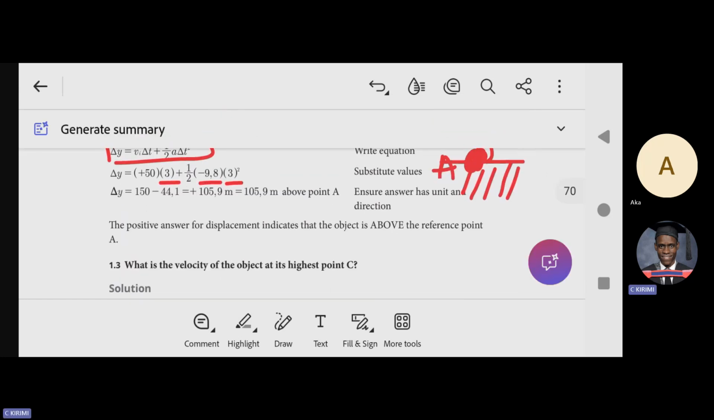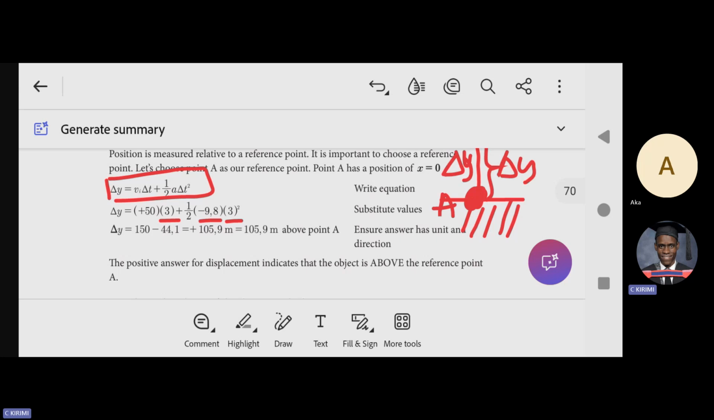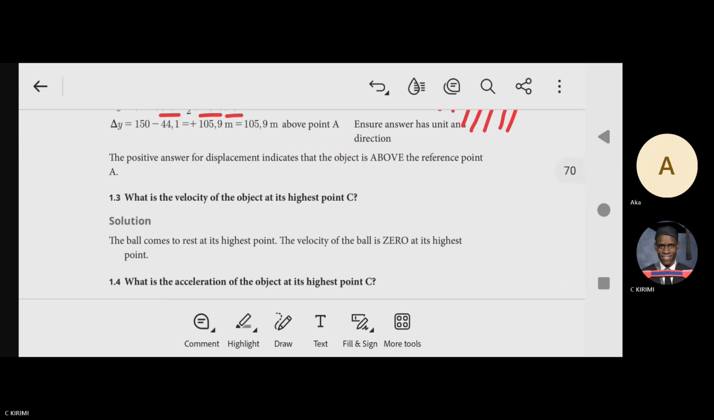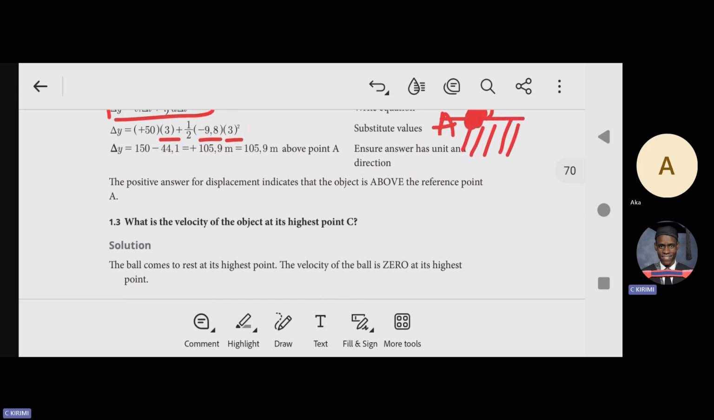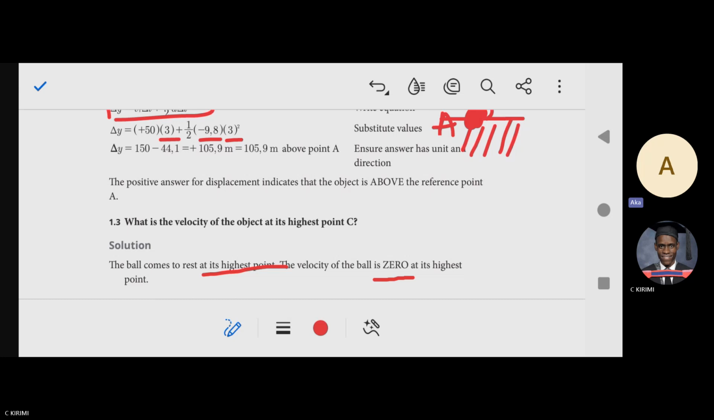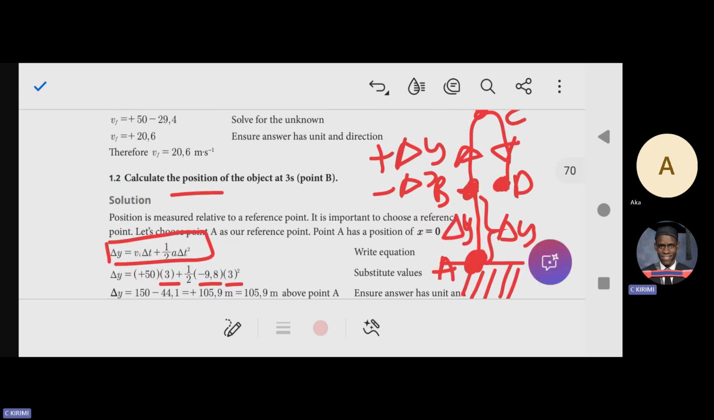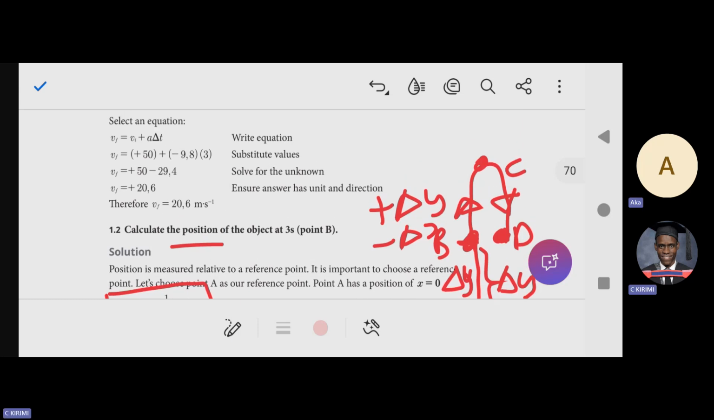So when they say a positive answer for displacement, it indicates that the object is above the reference point. What is the velocity of the object at its highest point C? So the ball comes to rest at its highest point. The velocity there is zero. It is 0 meters per second. So it's final velocity at C, the highest point. That's what they are looking for.